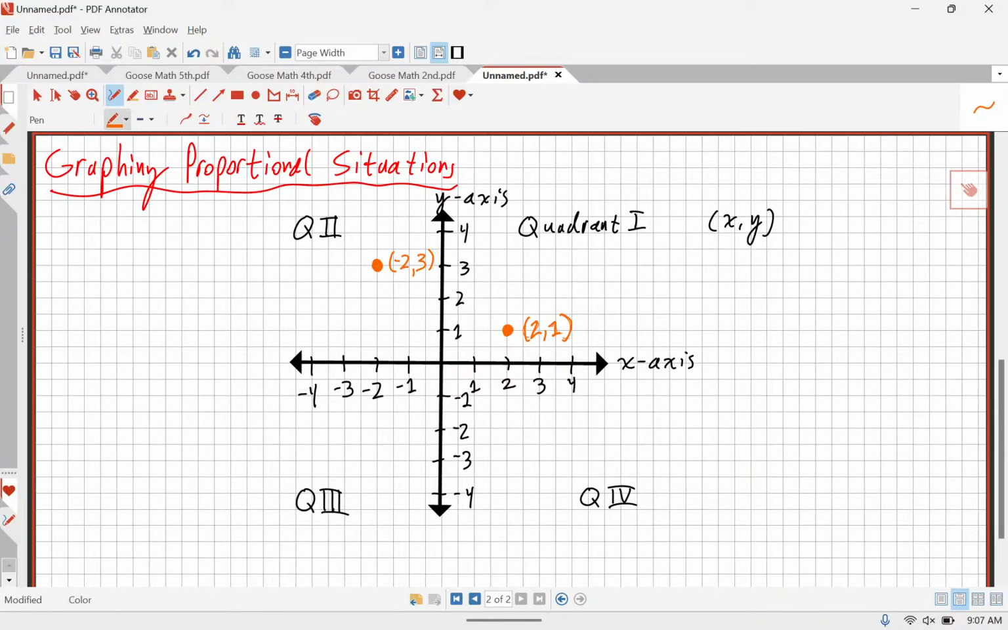What if I asked you a slightly different question? What if instead of telling you a point and then having you put it down, I asked you to graph 3 comma negative 4? Where does that go? Which quadrant and where? Teach!